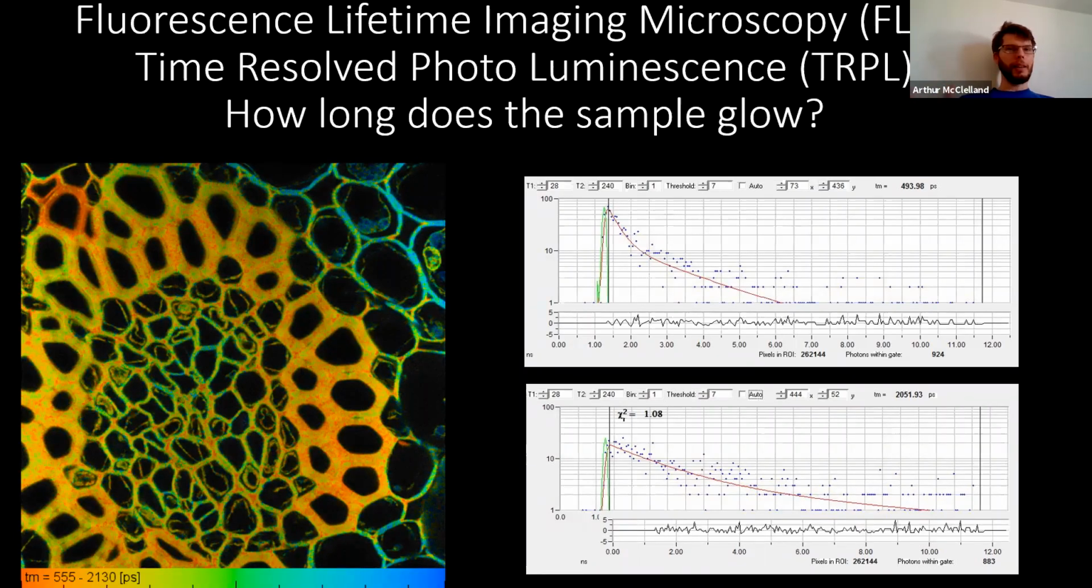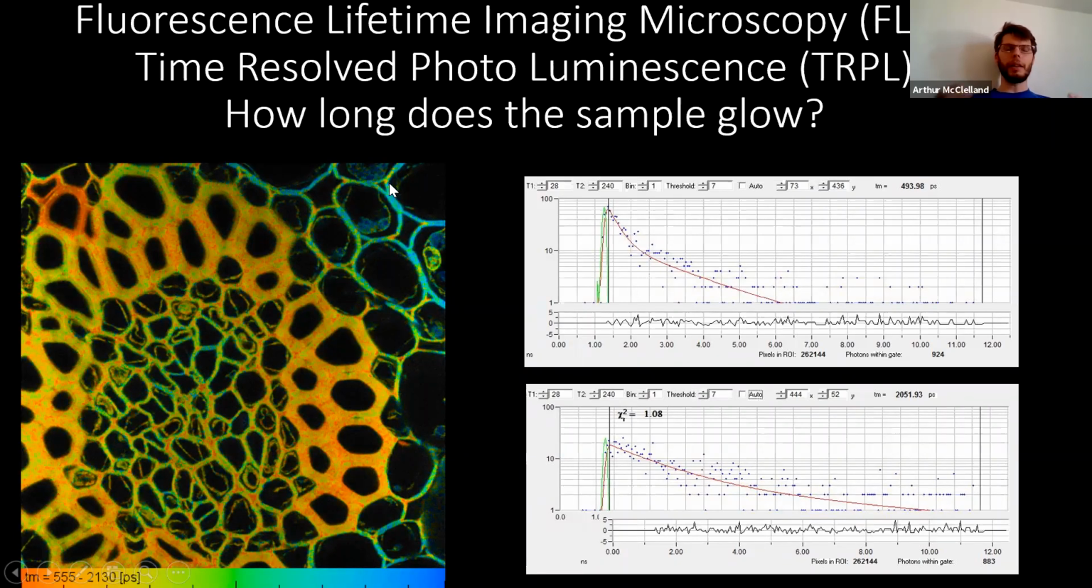So another thing we can do is we don't have to worry about just what color light is coming out, but we can see how long it takes to glow. This is an example of a reference sample of convallaria, which is some roots of a plant. The colors here are not what color is coming out, but how long it took to come out. So red is 555 picoseconds and blue is 2.1 nanoseconds.